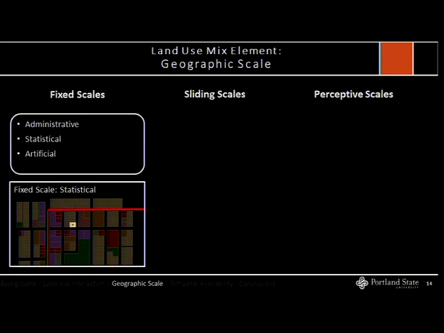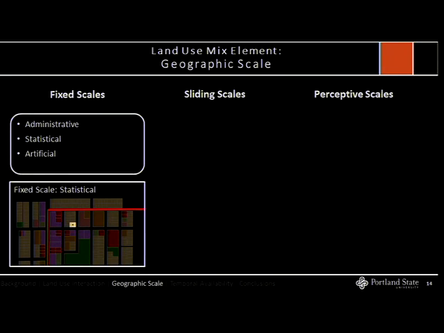Statistical, and so these are census-based delineations of territories, and often we're looking at these because the data are available and it's convenient. And then artificial, where you could cast a fishnet across the study area and look at what the land use mixing looks like in a particular grid cell. So there are a number of inherent flaws, and these have been documented pretty well in the literature.